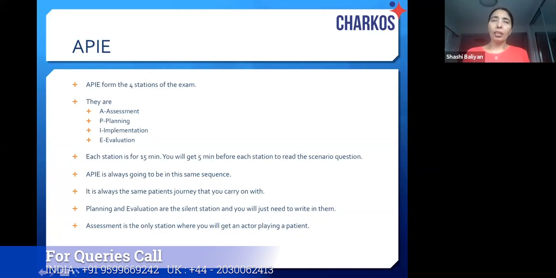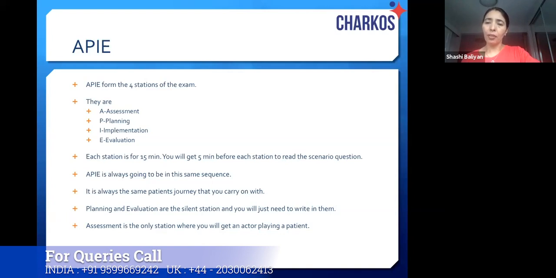Now, these again should be something which you have already practiced when you are giving your OET exam. In the OET writing task, you have to write a referral letter or something, but it is similar to this one. Yeah. So then the assessment is again the only station where you will get a live patient or an actor who will be playing the patient. In every other station, there is going to be a mannequin.